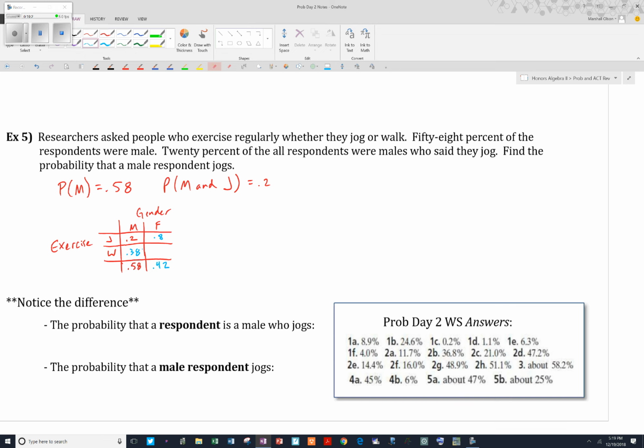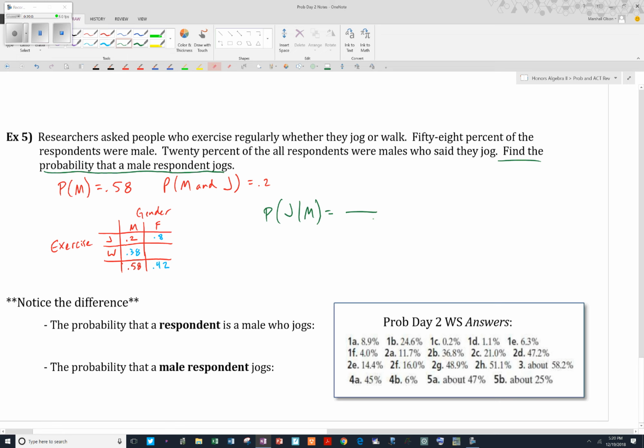All right, so here's what we're going to find here. Find the probability that a male respondent jogs. In other words, we're told it's a male respondent. We want to know the probability that they jog. So the answer is not just the 0.2. That's if you were finding the probability of all the respondents. What's the probability that they were a male jogger? Well, we know that's 0.2. We have that right there. But if you know they're a male, what's the probability that they jog?